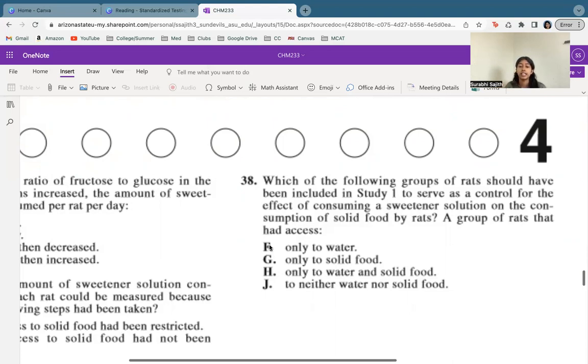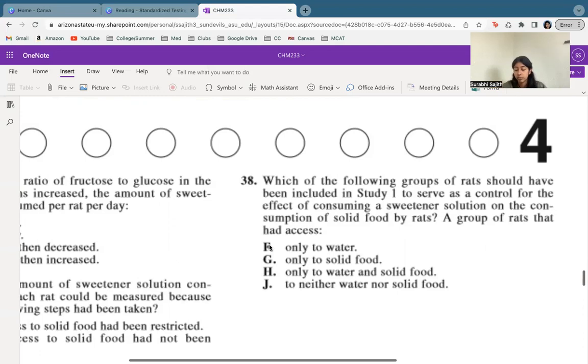So in this case, we want one that didn't even have, let's see, I just lost my train. So we want one that didn't have access to that sweetener solution, but we want to see how much solid food they would have had.